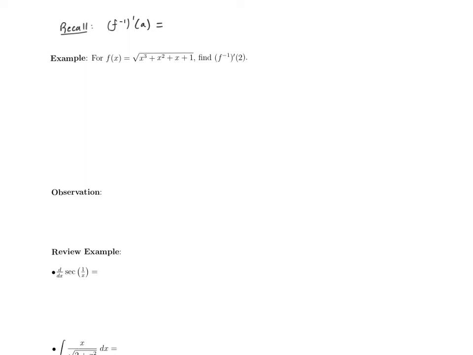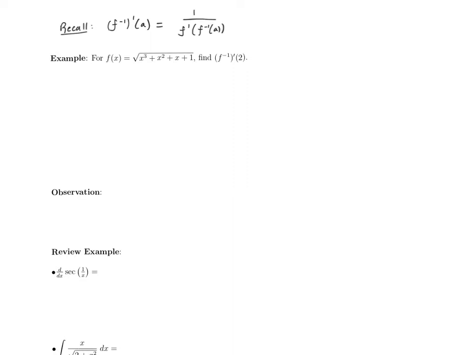Good day and welcome back for the fourth part of our discussion on inverse functions. In our previous video, we introduced a formula for differentiating an inverse function at a point A. And to begin with a reminder, the formula for f inverse prime of A, assuming some hypotheses are satisfied, is 1 over f prime f inverse of A.